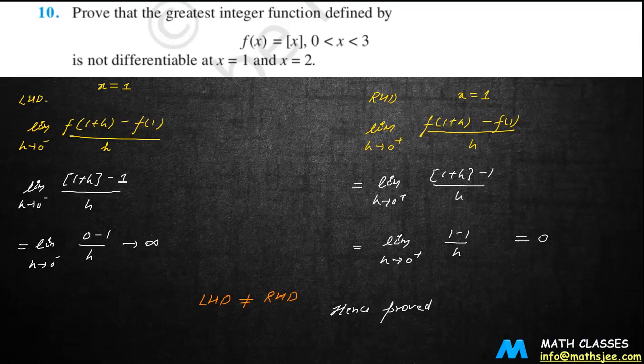Now you can easily solve for 2 as well. In the case of 2 also, you will have the same story, right? So just try it out for 2, and if you are not able to solve, you can comment and let me know. I'll again tell you how to solve for 2, right? But you should solve it yourself.